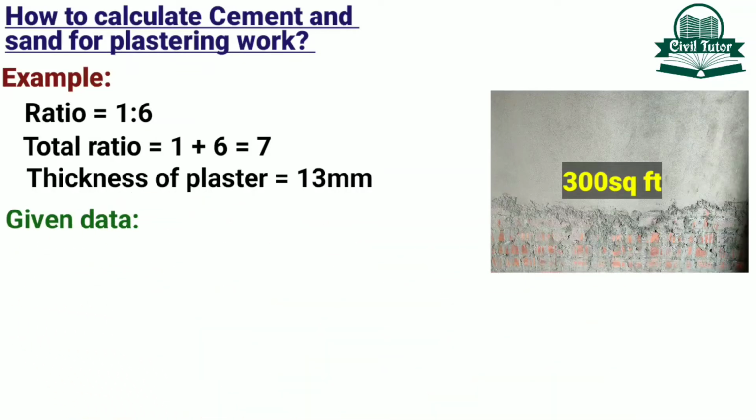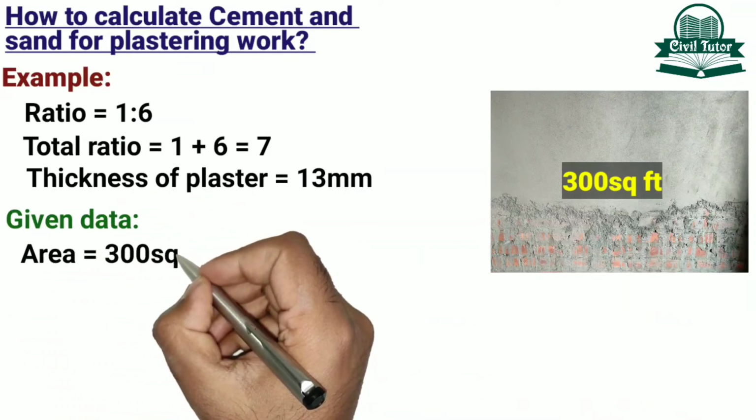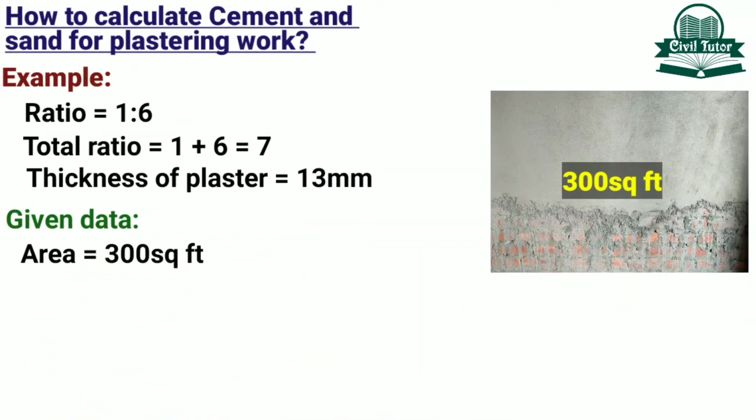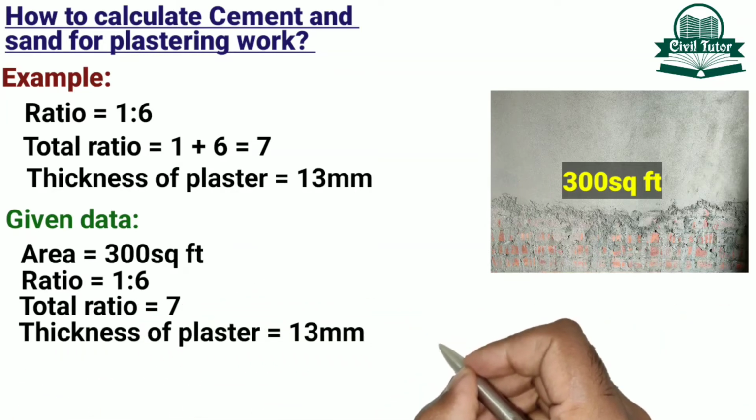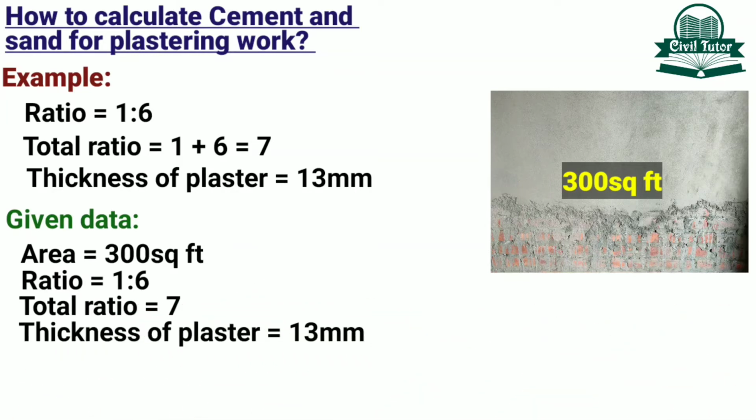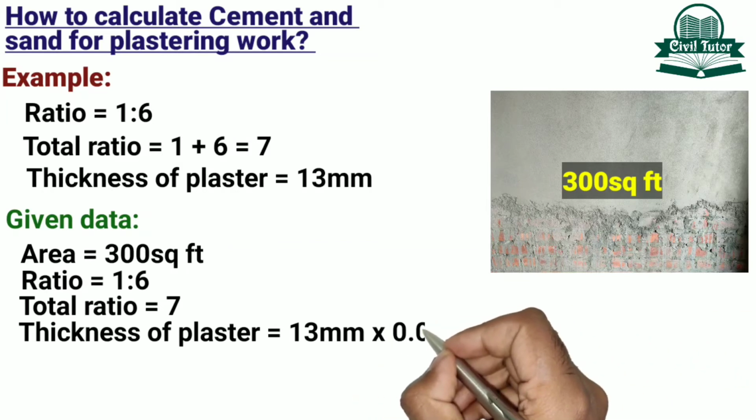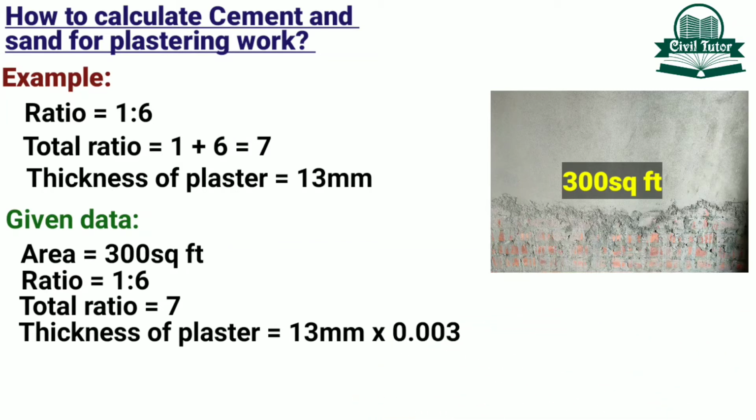We have the given data as area of wall equal to 300 square feet. Ratio of cement to sand is 1:6. Total ratio will be 7. Thickness of plaster will be 13 mm. And by multiplying it with 0.003, we will get the thickness of plaster equal to 0.042 feet.